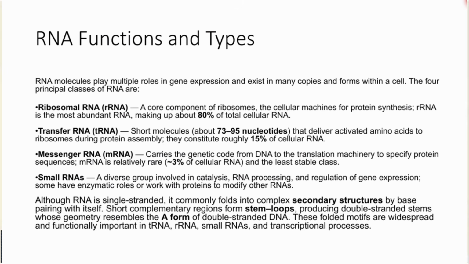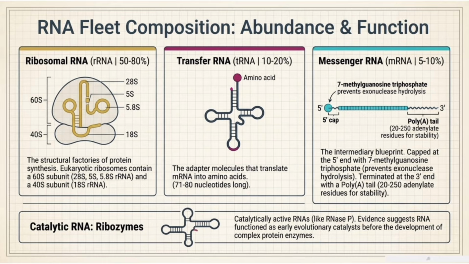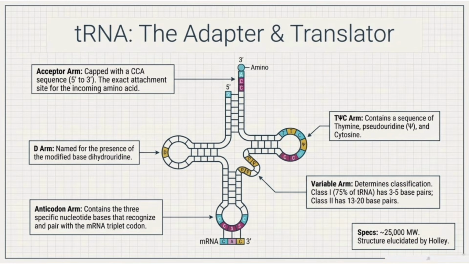This is the structure of the ribosomal RNA made up of the 60S and the 40S subunit. The transfer RNA carries activated amino acids, so this is where it attaches the amino acid, and it helps to translate mRNA into amino acids. And then finally we have messenger RNA that is made up of the 5' cap and the poly A tail. The cap is 7-methylguanosine triphosphate that helps to prevent hydrolysis of the messenger RNA and ensures that it remains stable during transportation. Don't worry too much about this. This would be covered eventually when we're doing translation.